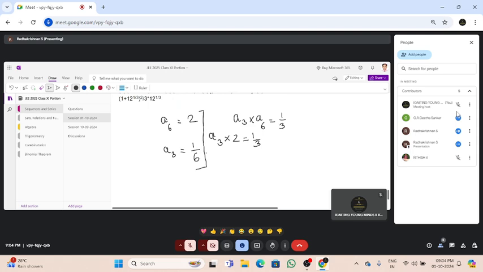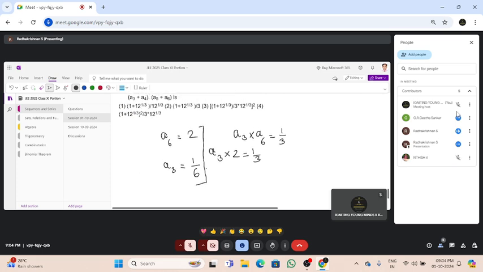Now you can do it, I suppose, right? Yeah, a r to the power n minus 1. எப்படி போடுறது சொல்லுங்க பாப்போம். ரிதேஷ், I want you to tell. எப்படி போடலாம்? a6 equal to 2, a3 equal to 1/6. இதுல இருந்து r and a கண்டுபிடிக்க முடியுமா?